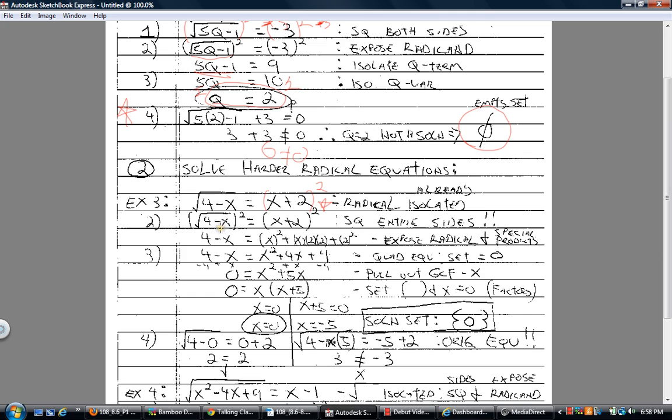Squaring undoes the square root and it drops the radicand down. There we go, 4 minus x, piece of cake. Now over here, what do you got? Binomial squared. Now how many of you guys can go from here straight down to here? Okay, if you can't, you would do x plus 2 times x plus 2. You'd be using FOIL on multiplying 2 binomials.